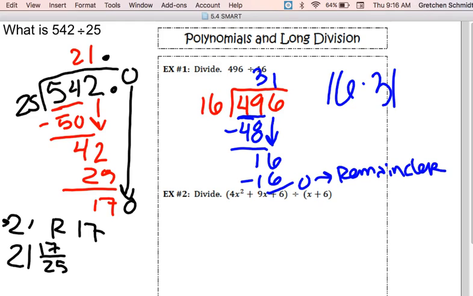What is 17 divided by 25? 0.68? Yep. So this is 21 whole, 0.68. If you do 542 divided by 25 on your calculator, what do you get? Yeah, 21.68. So writing our remainder as a fraction gives us the same answer as if we were to continue on with the division. So we are going to write our remainders as fractions because that's what they are.